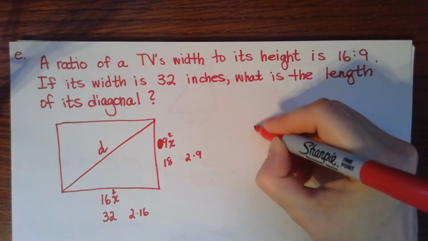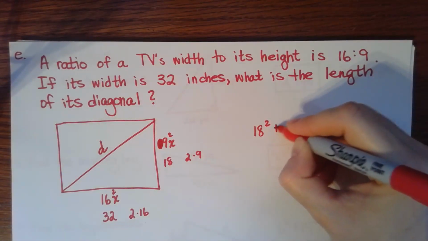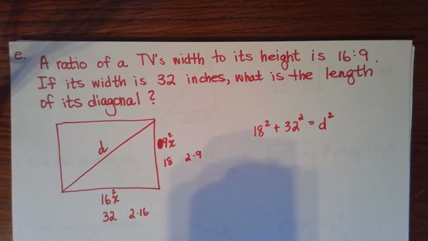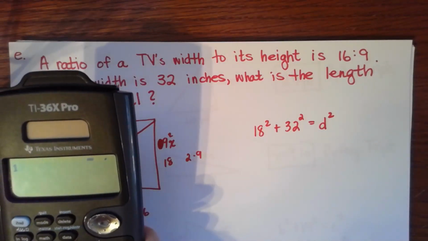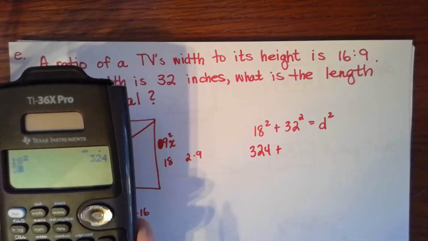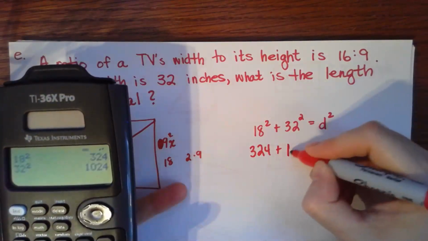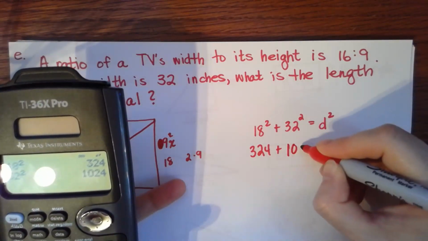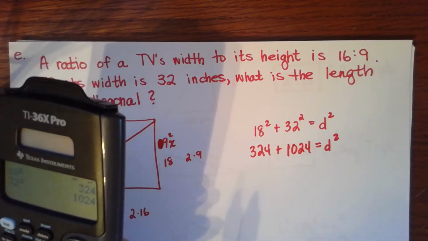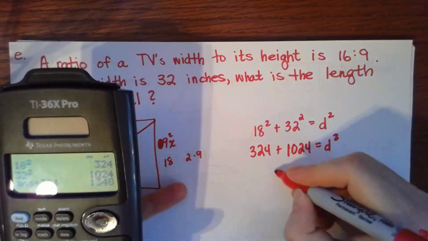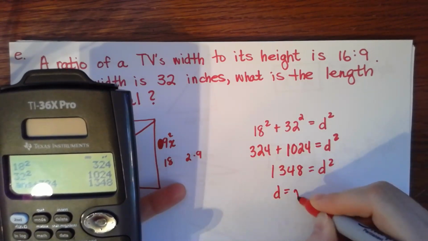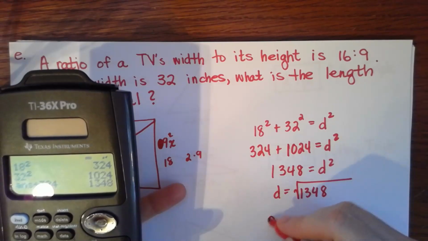Okay, so we have to use our 18 squared, which is the one leg, plus 32 squared, the other leg, equals D squared. So this one we'll probably need to break out the calculator. 18 squared is 324. 32 squared is 1024. Okay, so 1024 plus 324 is 1348. So that means D is the square root of 1348.